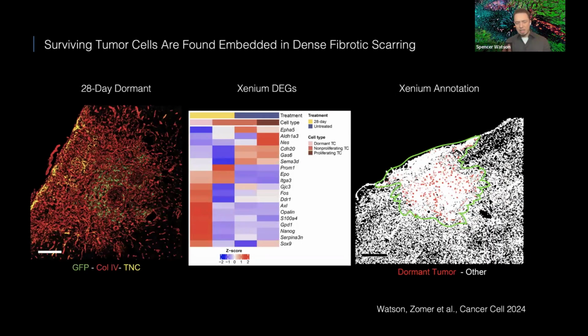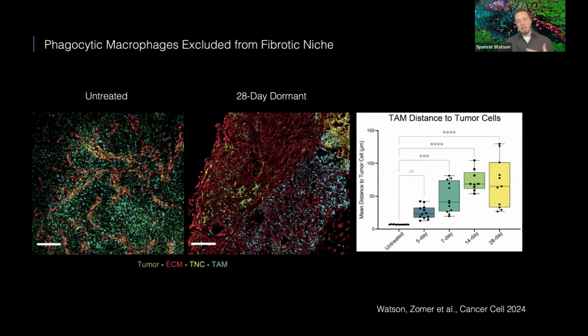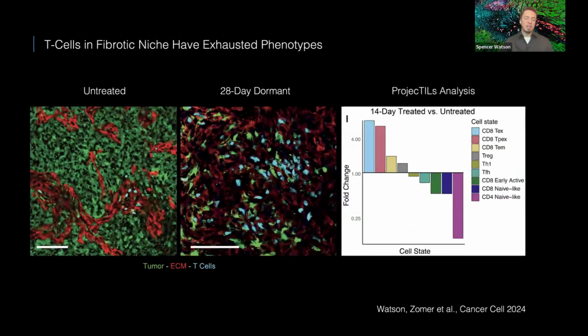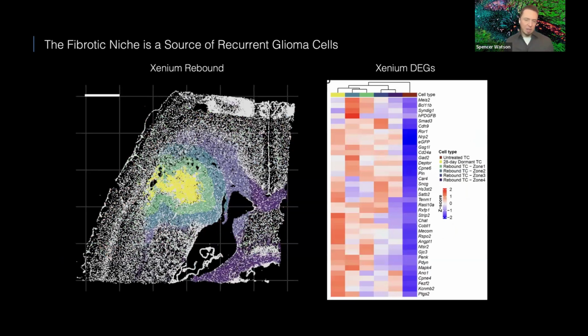So taken together, this paints the picture of the fibrotic part of the niche being a pro-survival spatial niche. It's holding tumor cells in a dormant state, and it's protecting them from immune surveillance by macrophages and T cells until conditions are optimal and they're able to regrow out in the brain and cause tumor recurrence. But this idea that these dormant tumor cells in the fibrotic niche are the cellular source of recurrence is something we wanted to validate. So we looked at the Xenium data for samples that had rebounded under treatment.